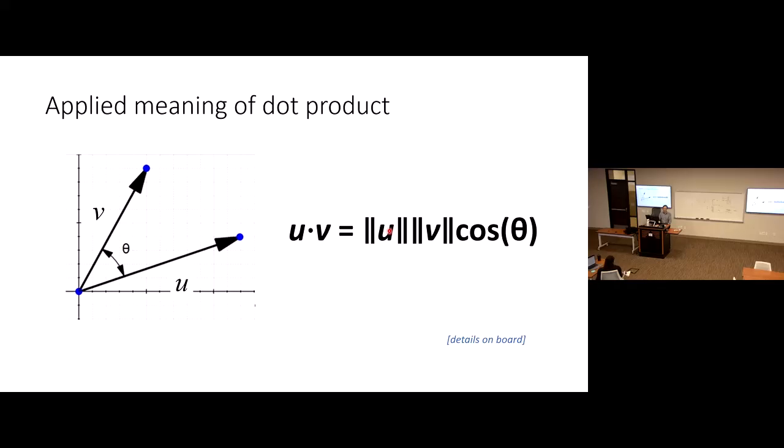The magnitude of u, the length of a vector, is a number. The magnitude of v is a number. Cosine theta is a single number. So the product at the end is a single number. It's a scalar variable. We are going to derive and see why this is true, and then I will show you what the application is. How can we use this relationship?